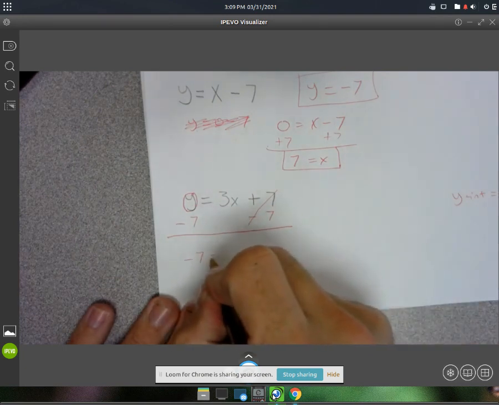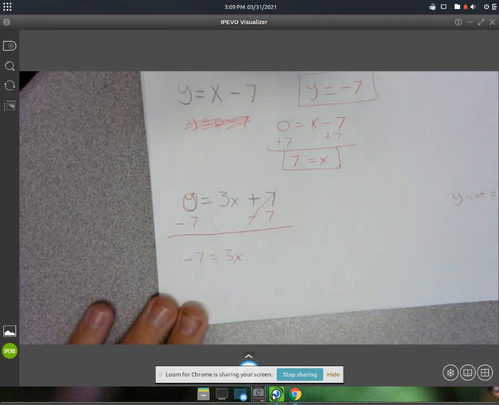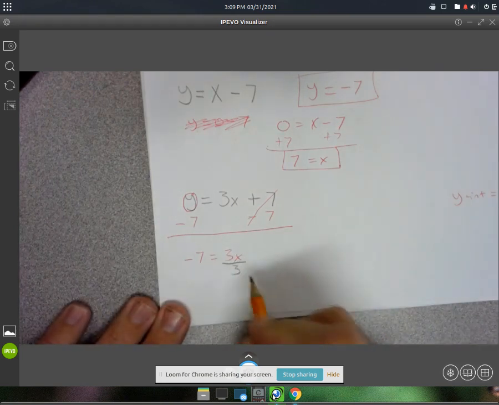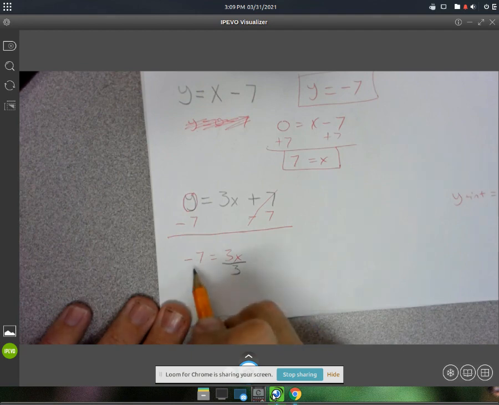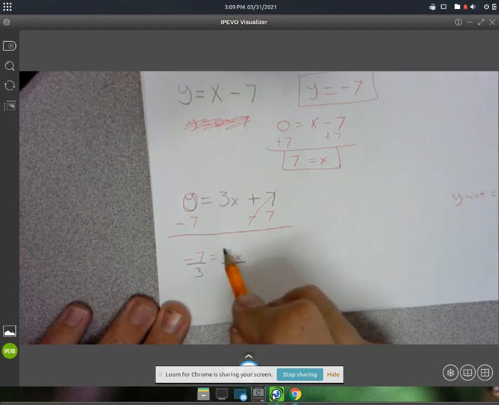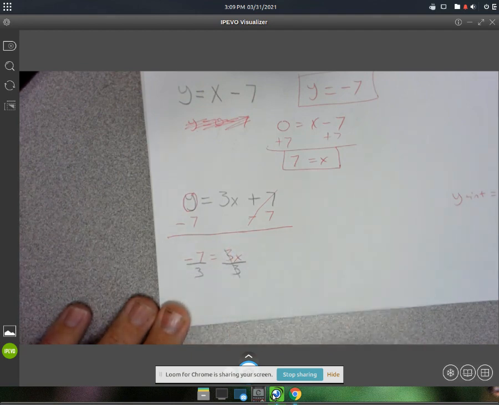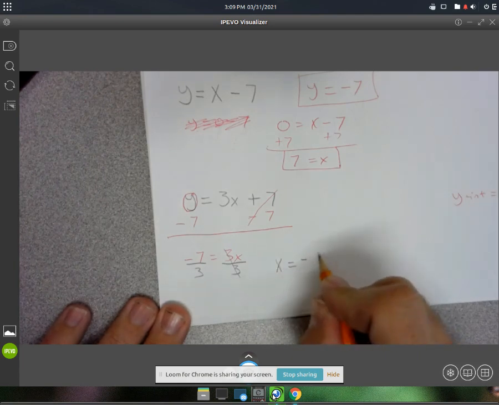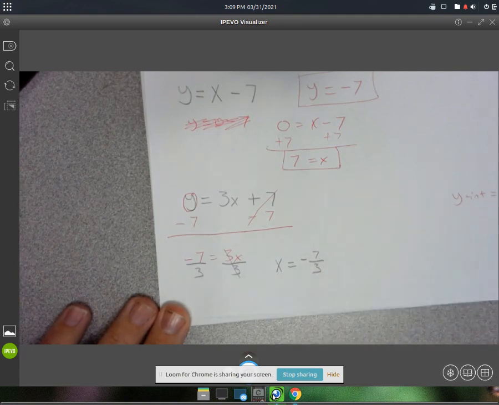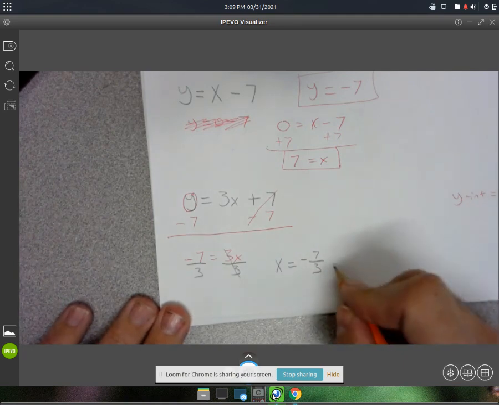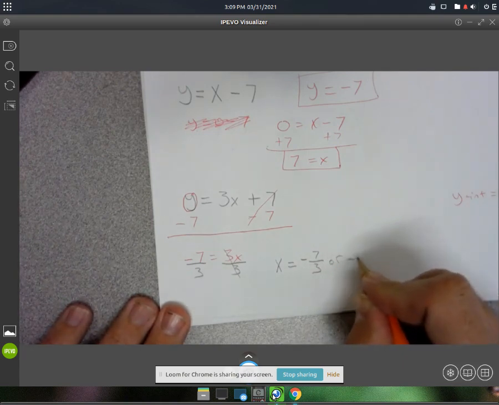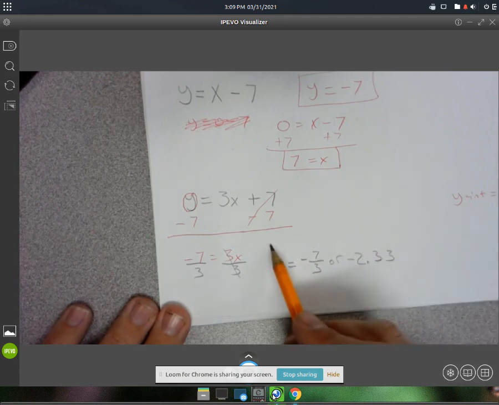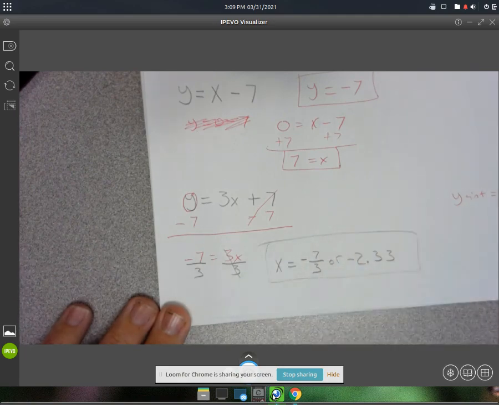You get negative 7 is equal to 3x. And then you're going to divide by 3. It's 3 times x, so you divide by 3 to get rid of it. Those 3s cancel. And so your answer is going to be x equals negative 7/3. Or as a decimal, it'd be about negative 2.33 if you divided that out on a calculator.